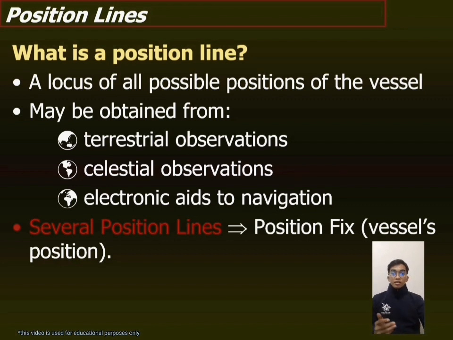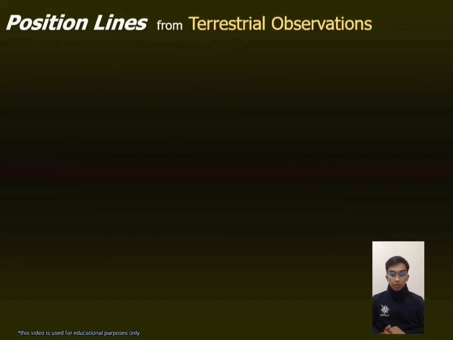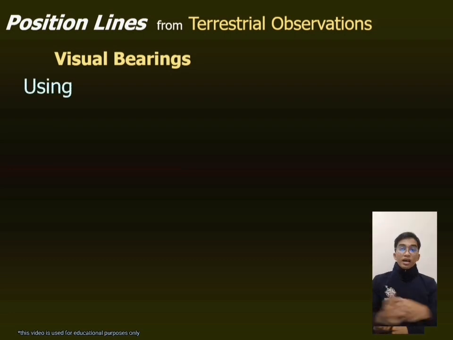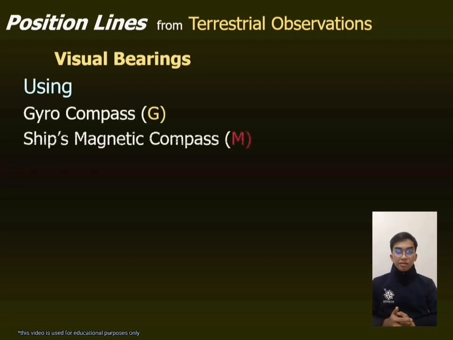In this presentation, we'll be examining how position lines are obtained from terrestrial observations. Visual bearings can be obtained by using the gyro compass, which gives us true bearing, and the ship's magnetic compass, which gives us the compass bearing. Because the ship's magnetic compass is also influenced by the ship's structures and the cargo on board, we do not call it a magnetic compass bearing. We basically call it a compass bearing.